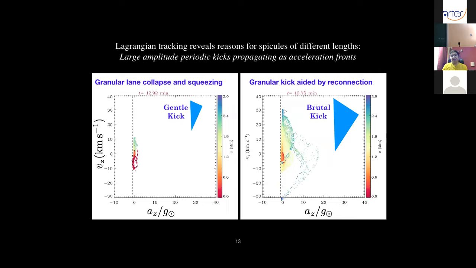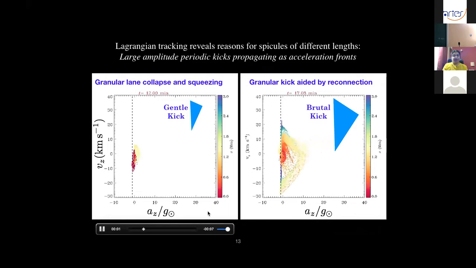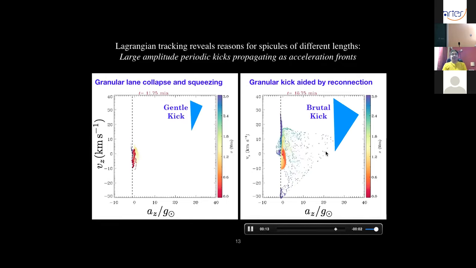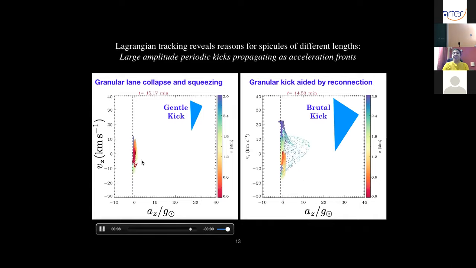So now I just show it more pictorially in the form of a phase plot. Here on the x-axis, you have the vertical acceleration, and on the y-axis, you have the vertical velocity. If the kick were gentle, you would see a triangular kind of shape here, where this is much smaller. It corresponds to a gentle kick. And it's the same kick which is taking place just above that granular downflow lane. Whereas on the right-hand side, the kick is more brutal and it is taking place right above the granule. So this spicule is likely to be longer than the spicule which has received a gentler kick.